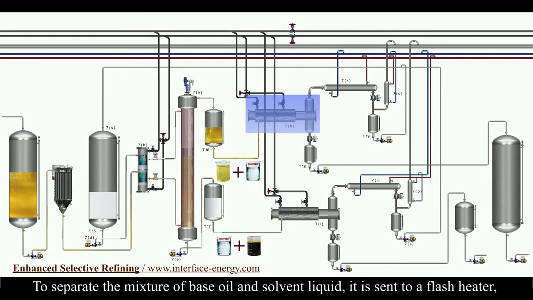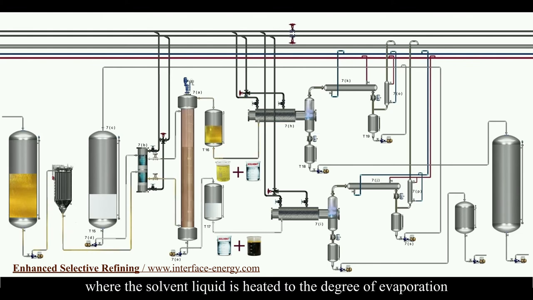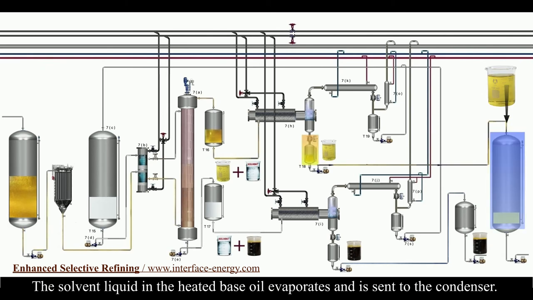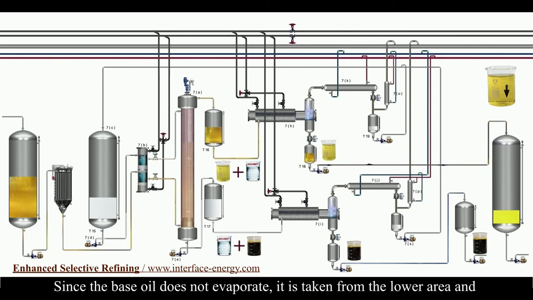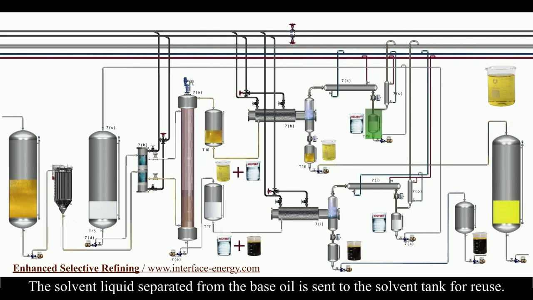To separate the mixture of base oil and solvent liquid, it is sent to a flash heater, where the solvent liquid is heated to the degree of evaporation. The solvent liquid in the heated base oil evaporates and is sent to the condenser. Since the base oil does not evaporate, it is taken from the lower area and sent to the storage tank. The solvent liquid separated from the base oil is sent to the solvent tank for reuse.